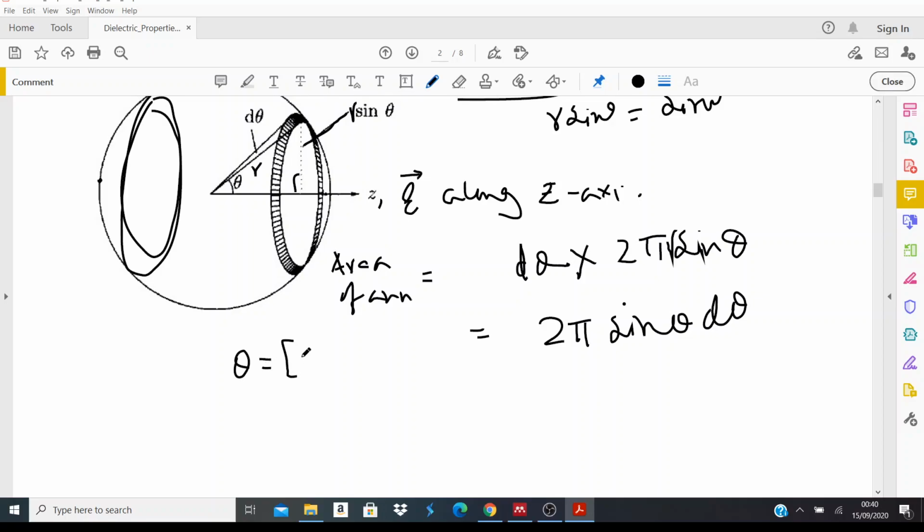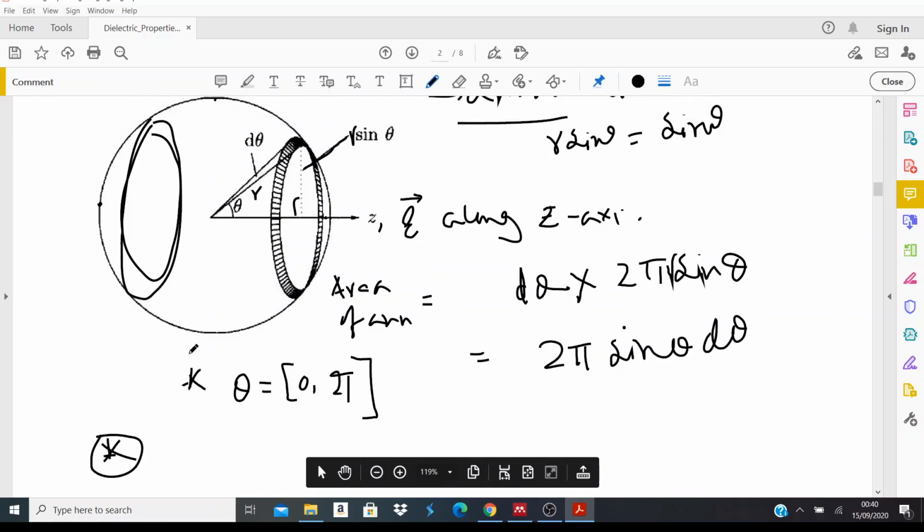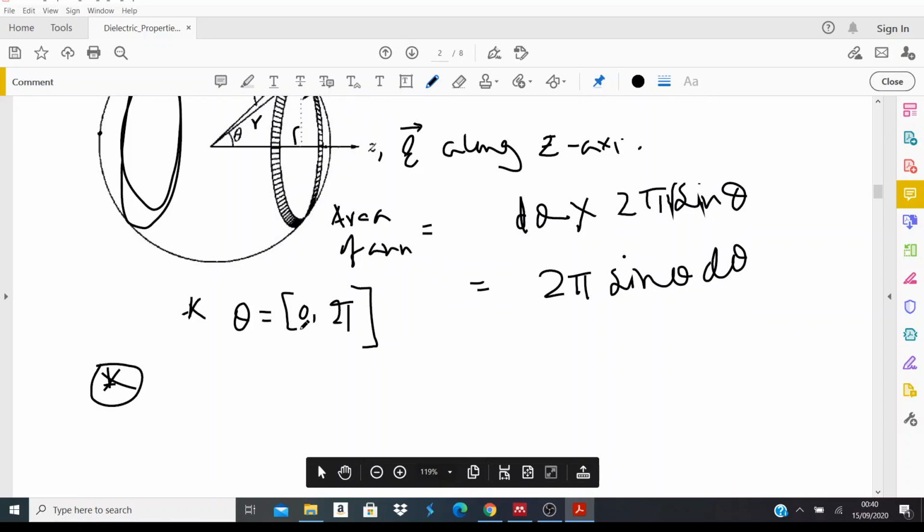What is the range of theta that will cover the whole sphere? Because the whole sphere is representing all the directions, and we want to cover the whole sphere. That's why theta will have a range from 0 to pi. That's another important thing. These are some geometrical facts reviewed from your second year mathematics courses.